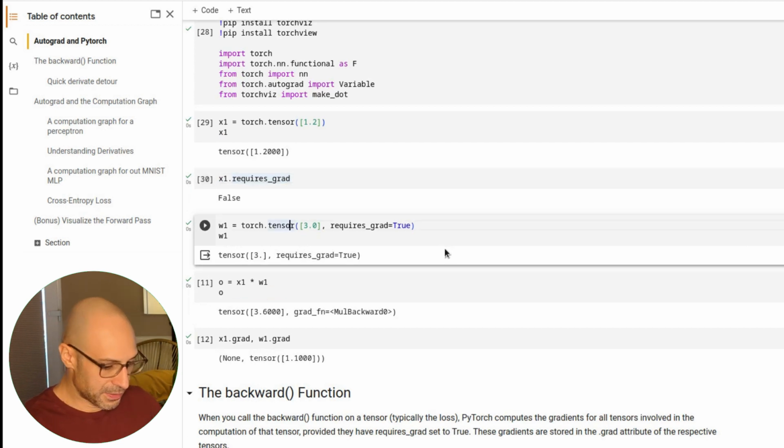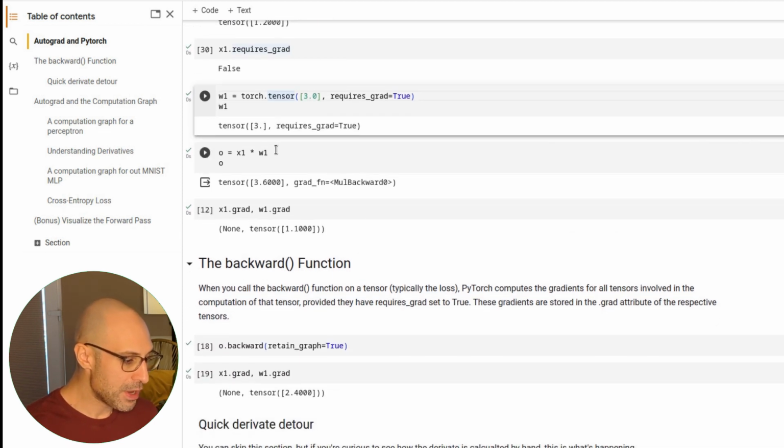Now, I am also going to instantiate another tensor that I'm going to call W1. You can imagine that x is the input and W1 is a weight. Of course, this is quite simple because I only have one input and one weight. But this weight, being a parameter as we saw, is going to have a gradient. So we've got requires_grad equals true, and you can see that this is effectively reflected here.